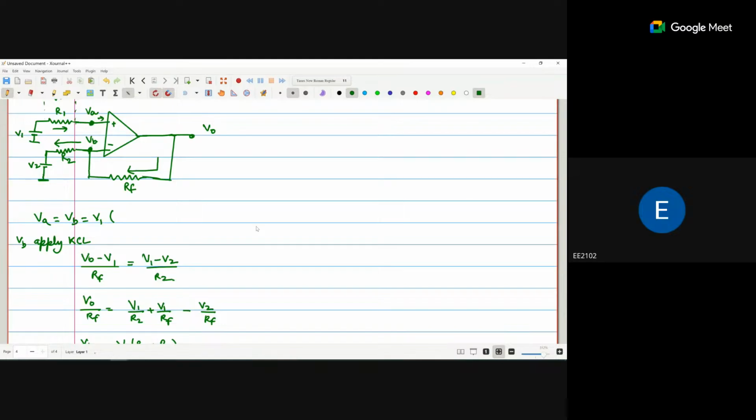So, okay, I will just explain it again. We apply VA is equal to VB is equal to V1. That point is clear.